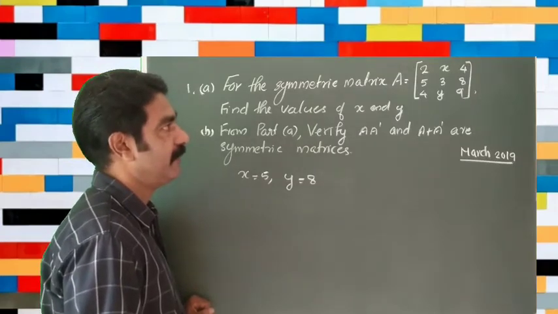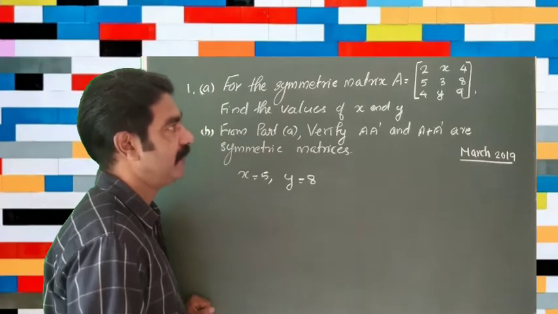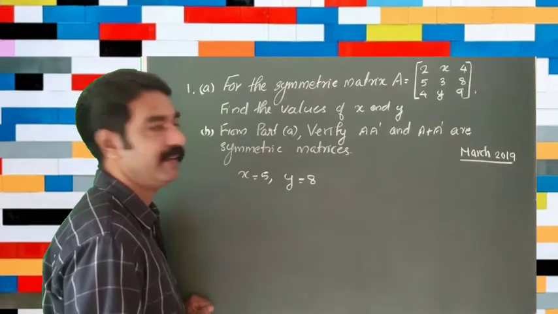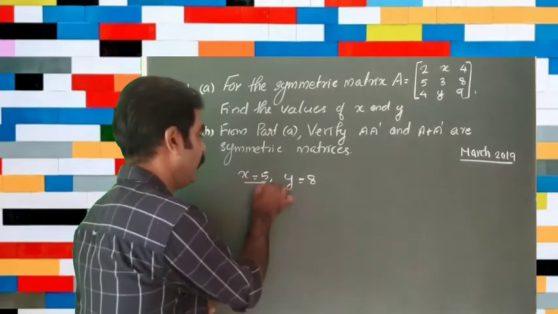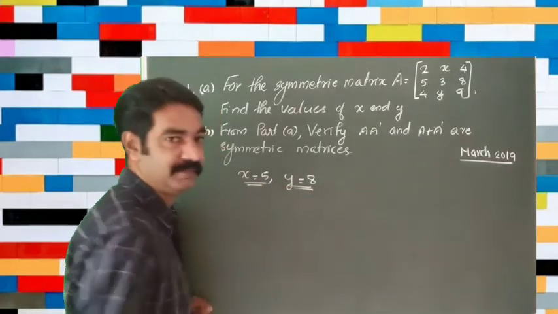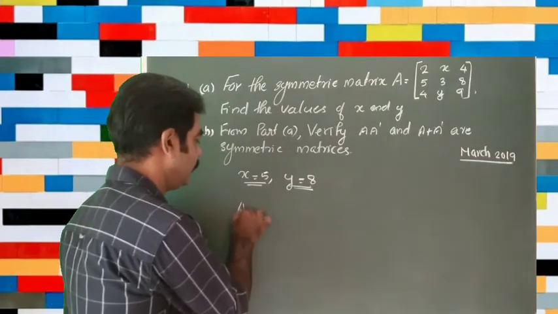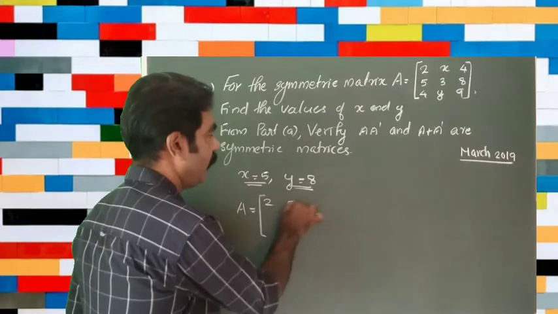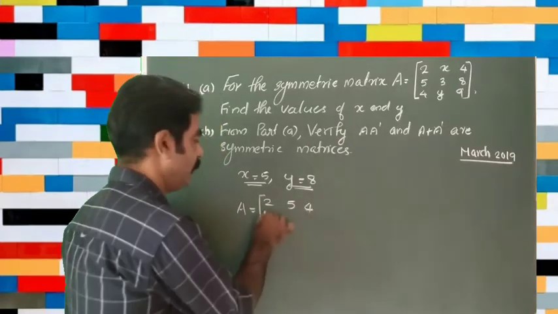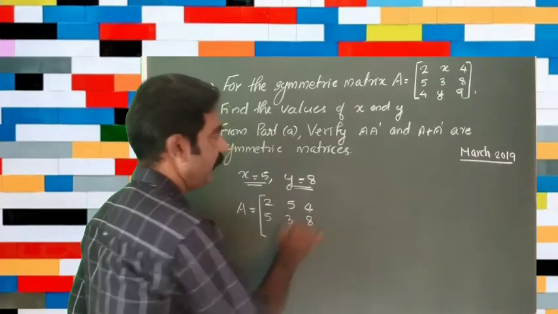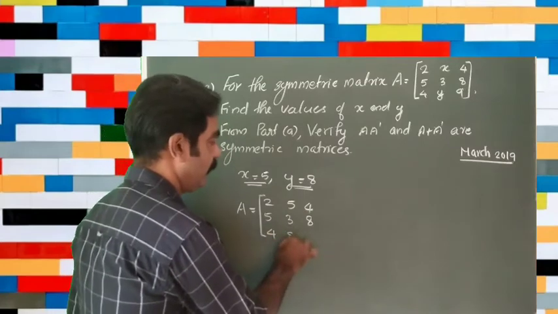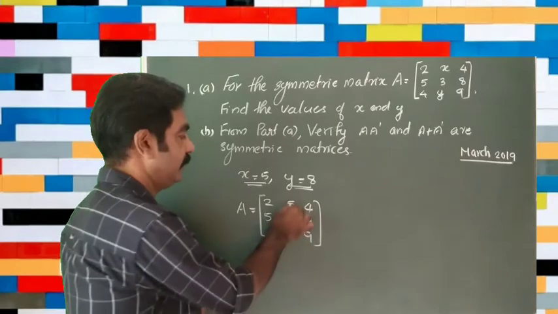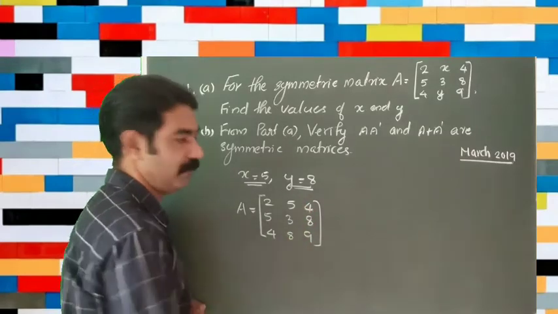And see the second column: x, 3, y. And the second row is 5, 3, 8. So surely y is equal to 8. So x is equal to 5 and y is equal to 8. So the matrix A we can write as A equal to 2, 5, 4; 5, 3, 8; 4, 8, 9. This is matrix A, because x is equal to 5 and y is equal to 8.